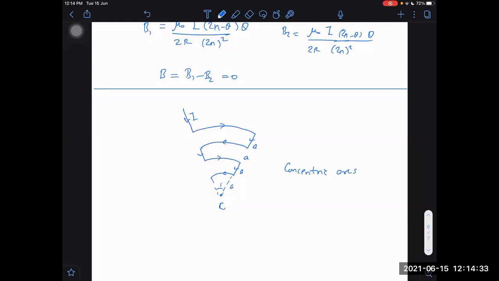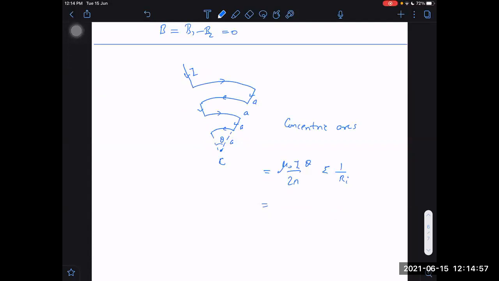Each arc is making what angle here? The same angle, theta. And the formula is mu naught into I into theta by 2 pi r. The radius is different every time, so I can say mu naught I theta by 2 pi taken common, into sigma 1 by Ri. Right or not?